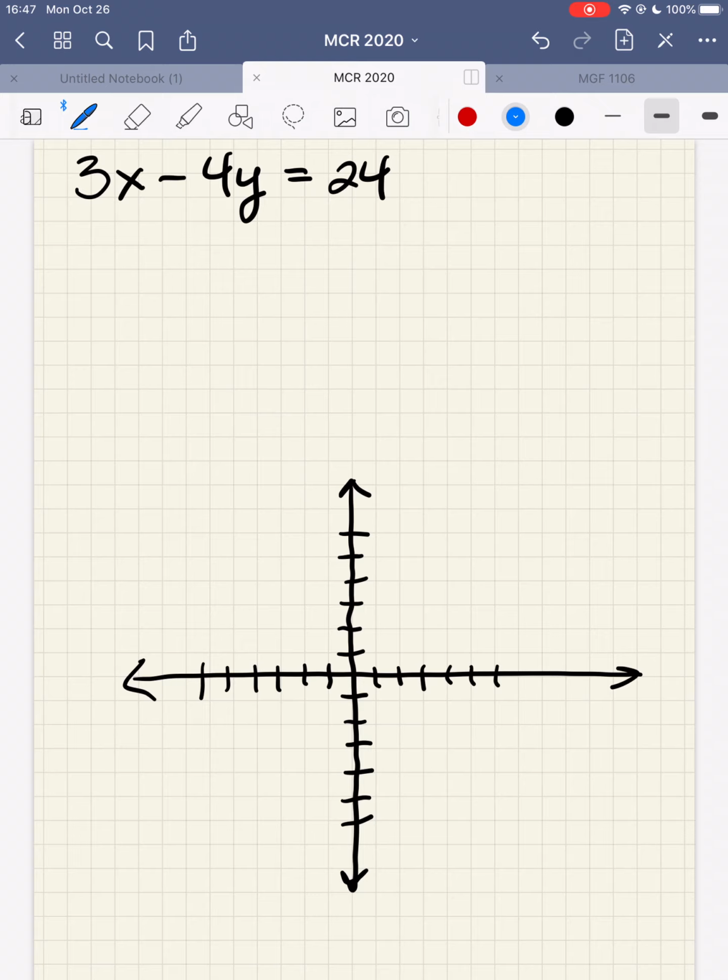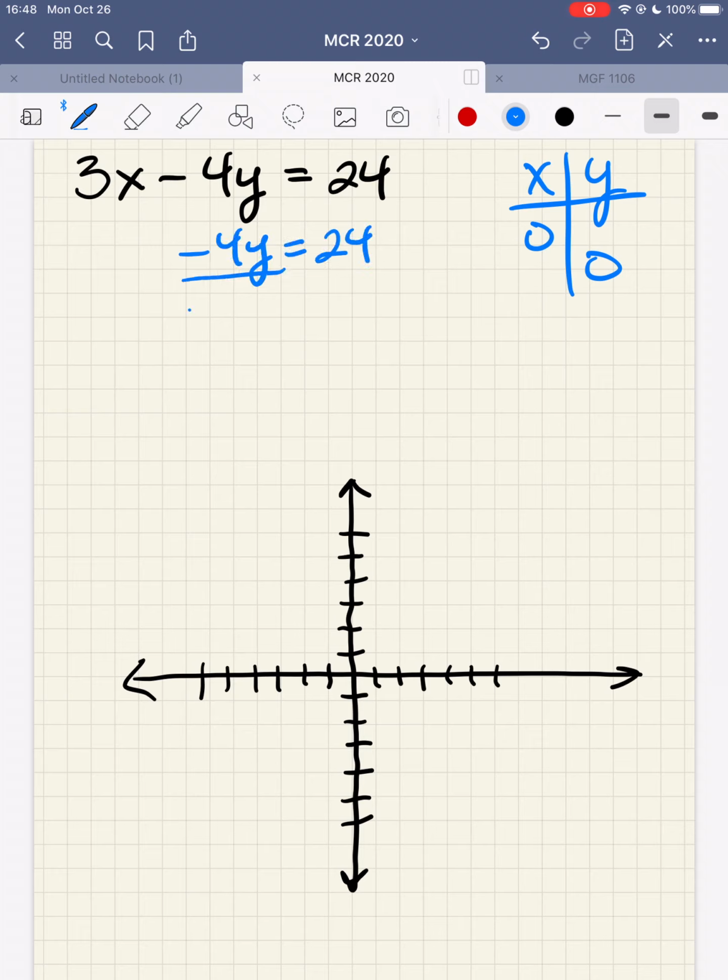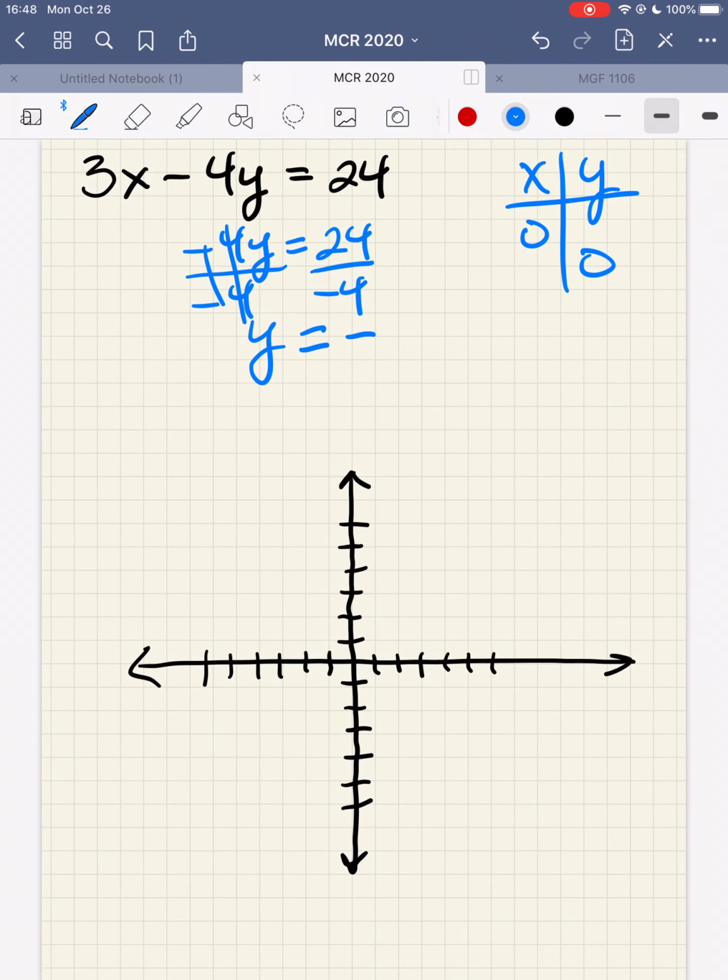Look at another example here, still using intercepts. That means that x and y take turns being 0. So if x is 0, I know that 3x goes away. I'm left with negative 4y is equal to 24. If I divide by negative 4, y is equal to negative, since a negative divided by a positive is a negative, and 6 times 4 is 24, so you can kind of work it out that way. y is equal to negative 6.